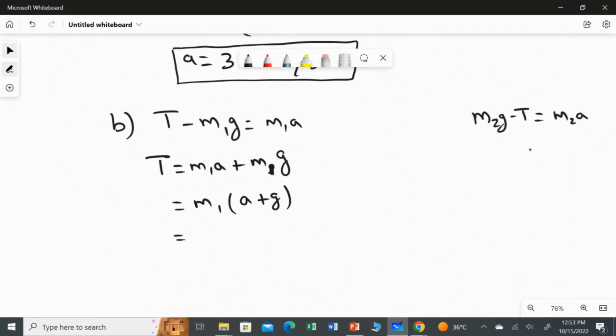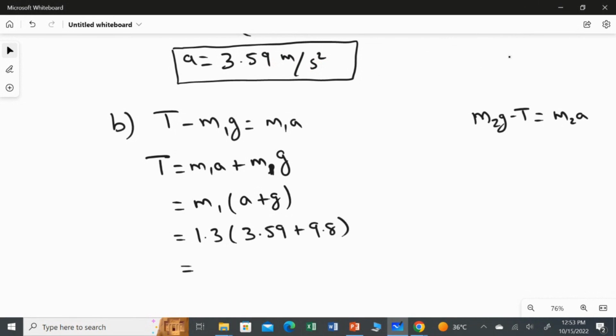As we already know, the mass of the first block is 1.3, and the acceleration is what we just found, 3.59. Am I right? So 1.3 multiplied by 3.59 plus 9.8. What's the answer for the tension? Take your calculator. 1.3 multiplied by 3.59 plus 9.8. I got 17.41, and the unit is Newton. Clear?